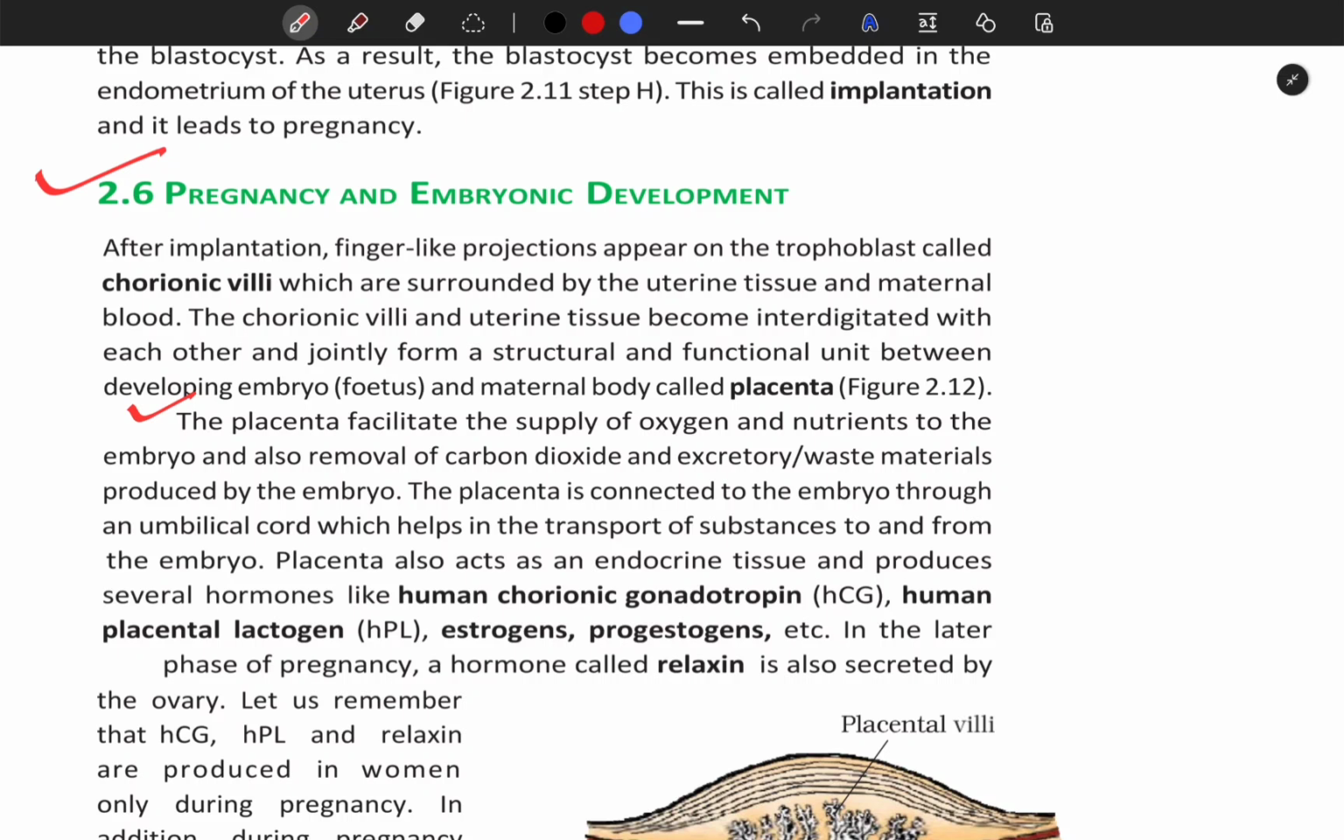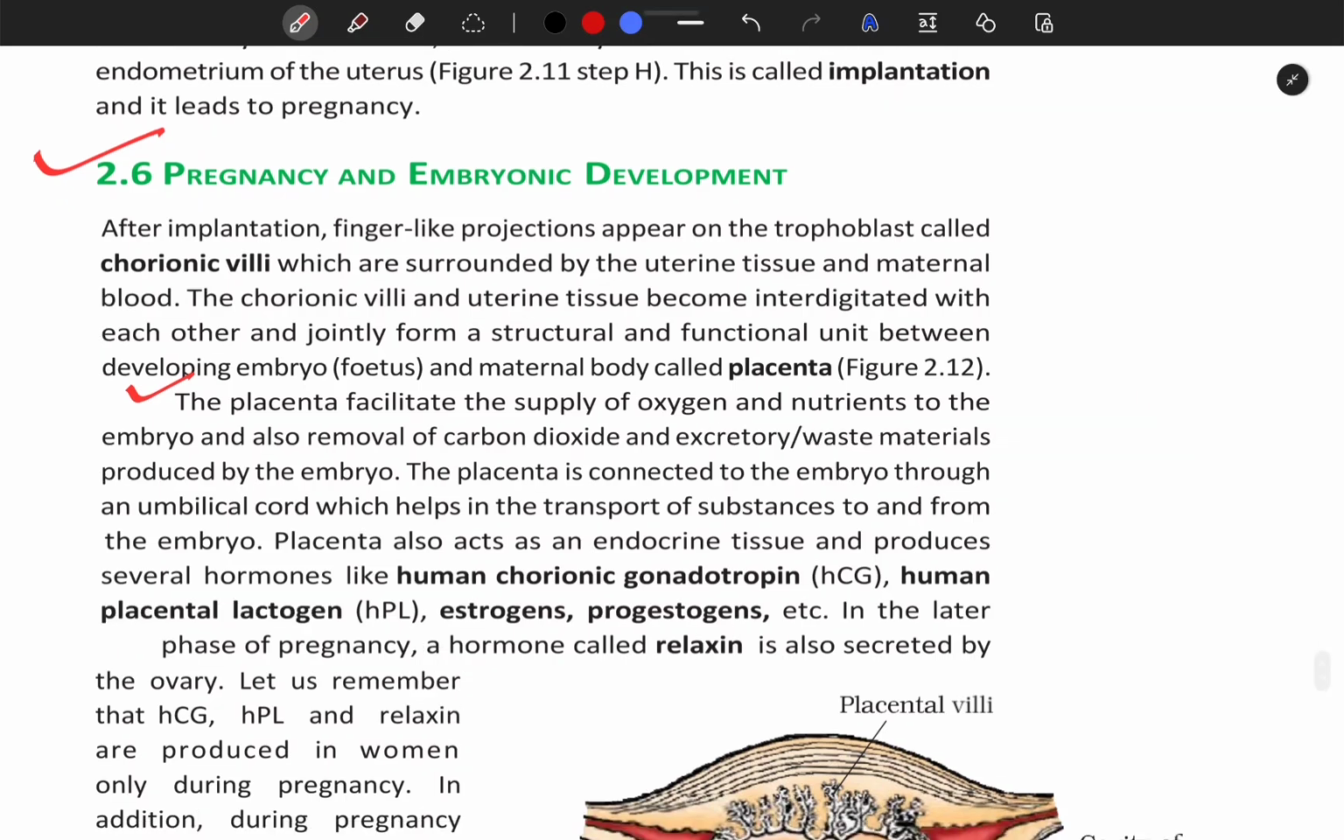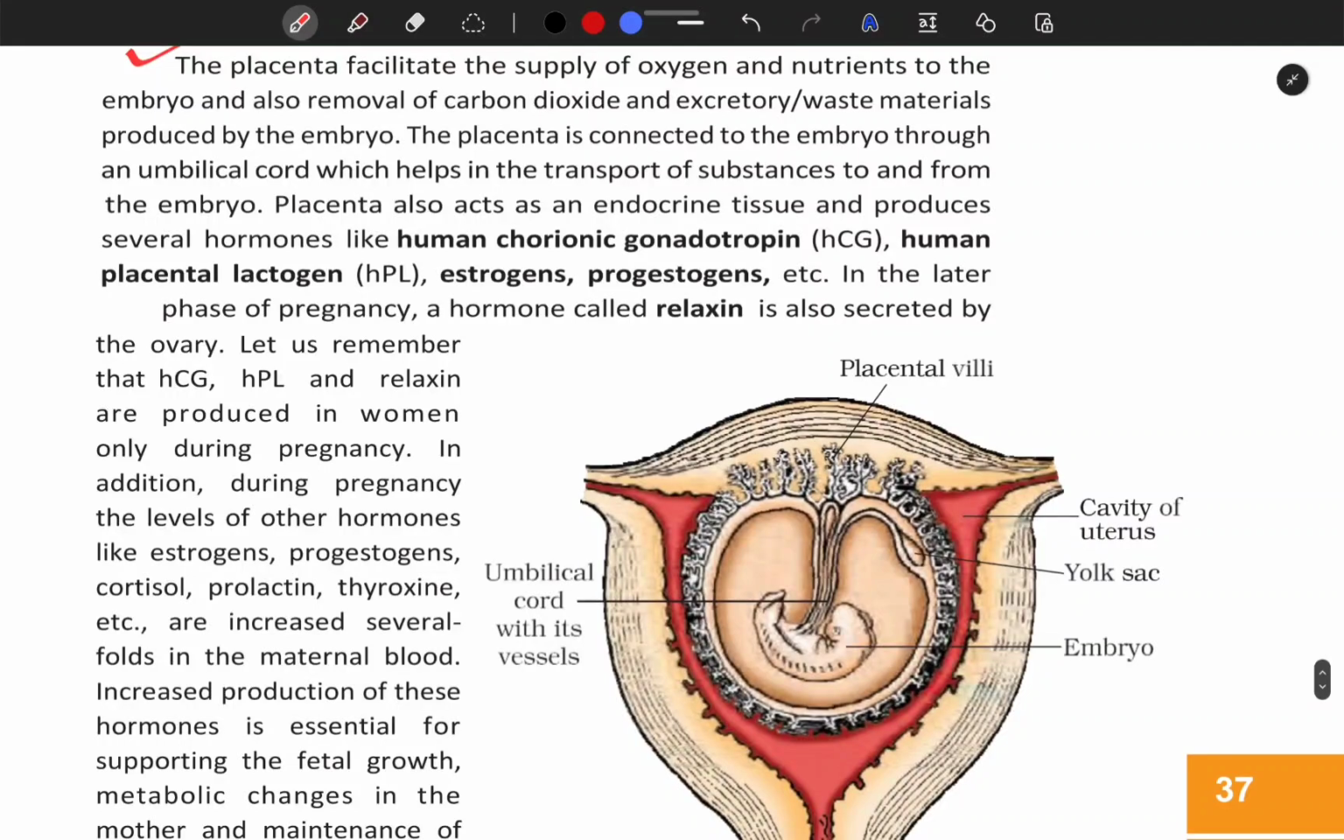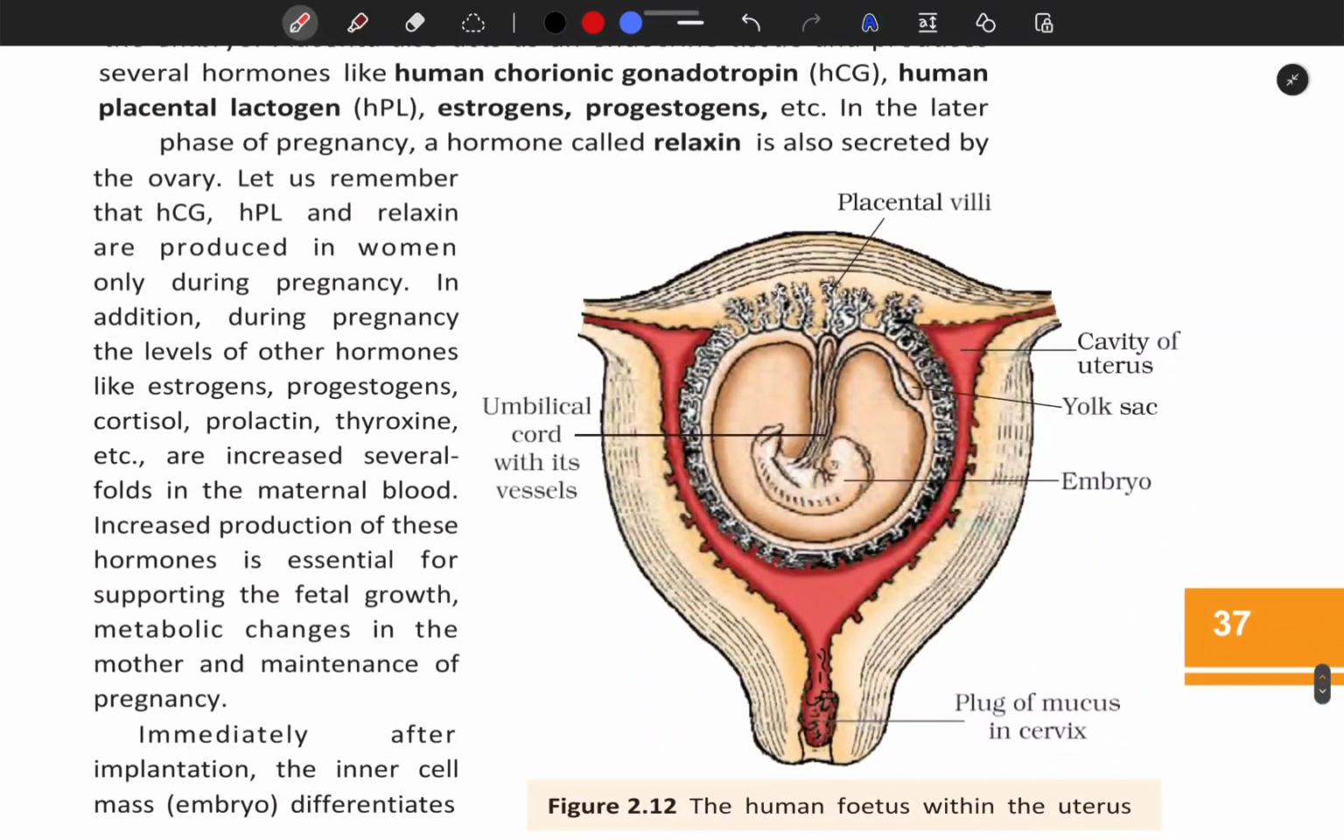The placenta is connected to the embryo through an umbilical cord which helps in the transport of substances to and from the embryo. Placenta also acts as endocrine tissue and produces several hormones like human chorionic gonadotropin, that is HCG, human placental lactogen, that is HPL, estrogen, progestogens, etc. In the latter phase of pregnancy, a hormone called relaxin is secreted by the ovary. Let us remember that HCG, HPL and relaxin are produced in women only during pregnancy.